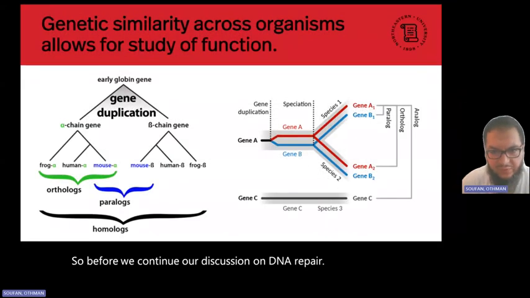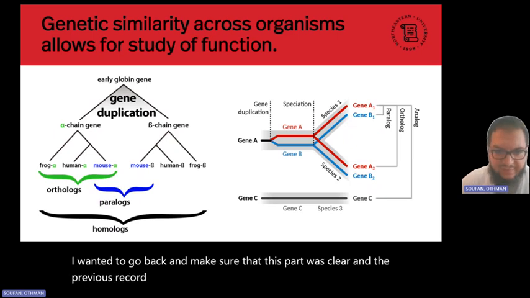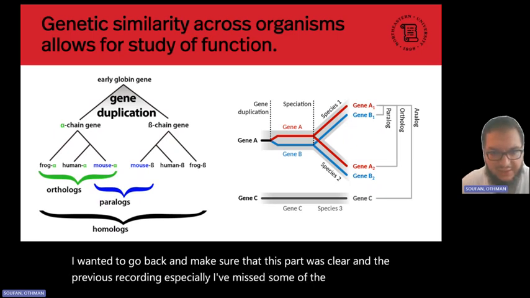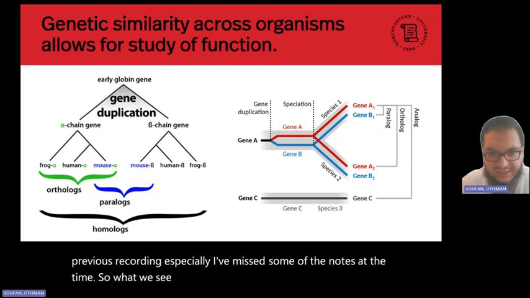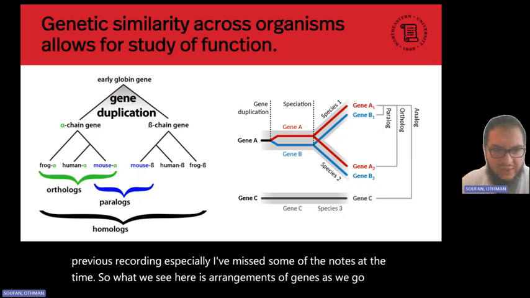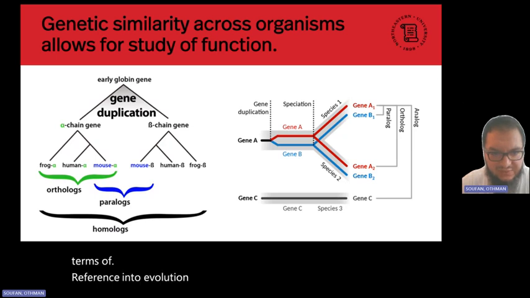I wanted to go back and make sure that this part was clear from the previous recording, especially since I missed some of the notes at the time. So what we see here is arrangements of genes, in reference to evolution as a mechanism, something I've mentioned.